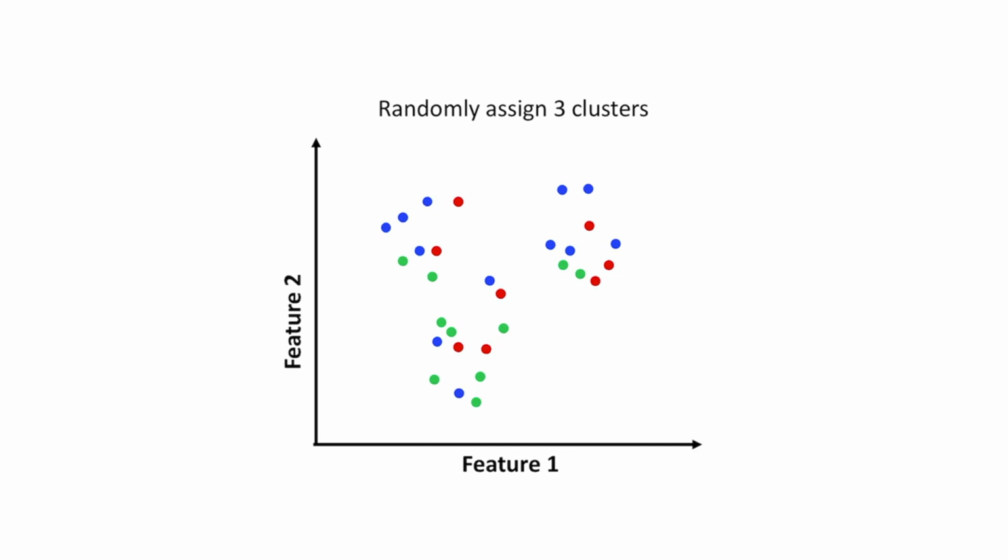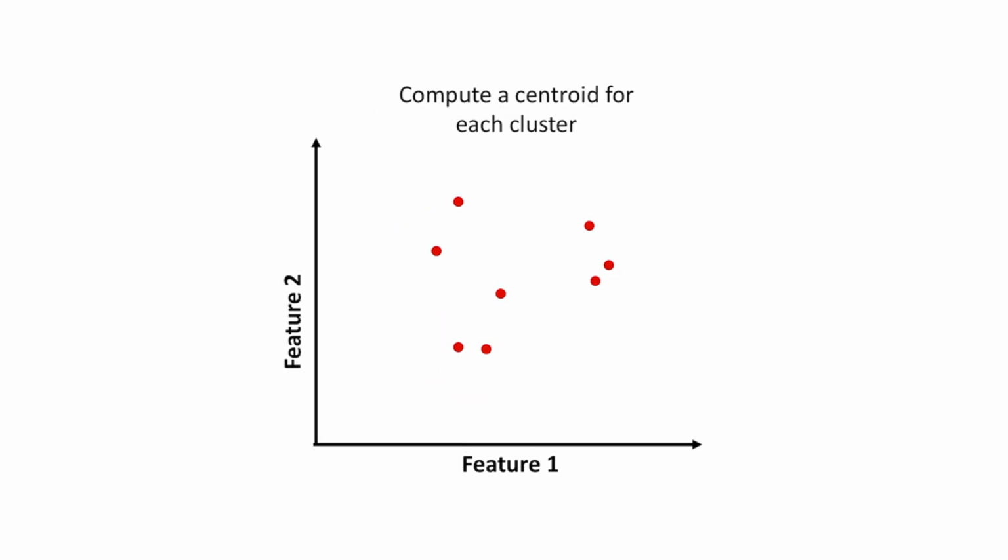Now let's take the points that are marked by a red color. That means randomly these points are assigned in the same cluster. Now let's compute the middle point, or the centroid, of this cluster. And this cross point is the middle point, or the centroid, of these points. Similarly, we will compute the centroid of the green points, and this is the centroid of the green points. And then we'll compute the centroid of the points that are marked in blue.